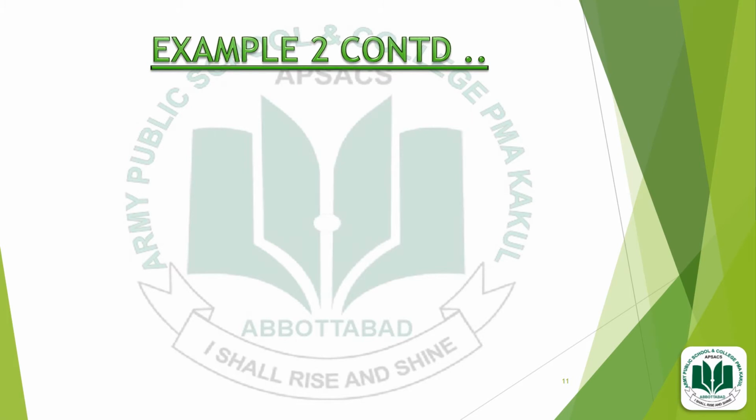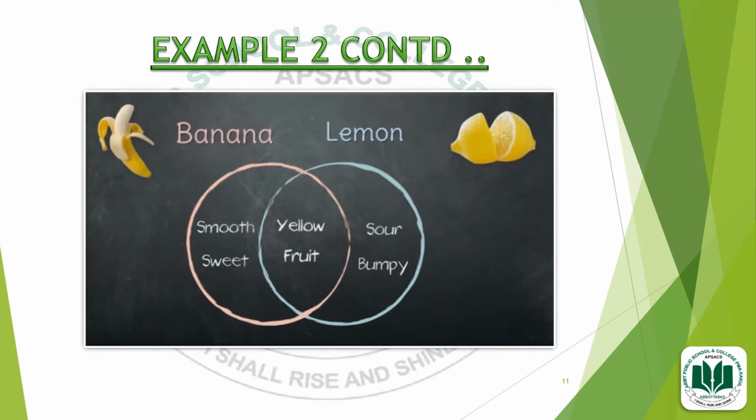Let's recall another example in which we had discussed about traits of lemon and banana. We placed the uncommon traits of banana in the left circle, the uncommon traits of lemon in the right circle, and the traits which were common were placed in the overlapping region. So if we want to find out the intersection of these two sets, that would be banana intersection lemon equals to yellow and fruit.